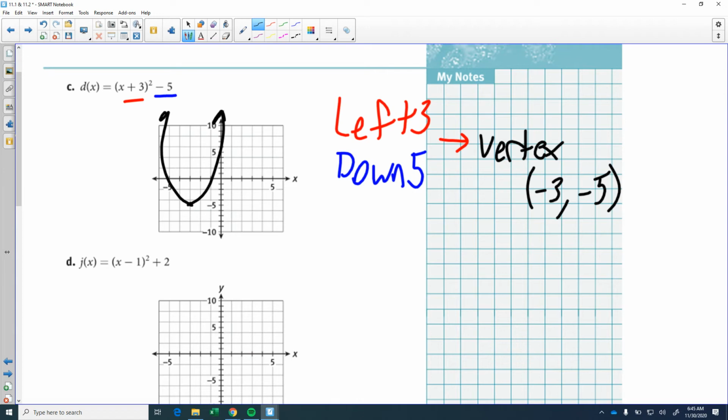Okay? And that's one of the key things I want you to understand. The vertex is going to help us graph all these out. Now, when we start getting stretch and shrinks, it starts changing a few things here and there. But at this particular point, we're kind of set there.